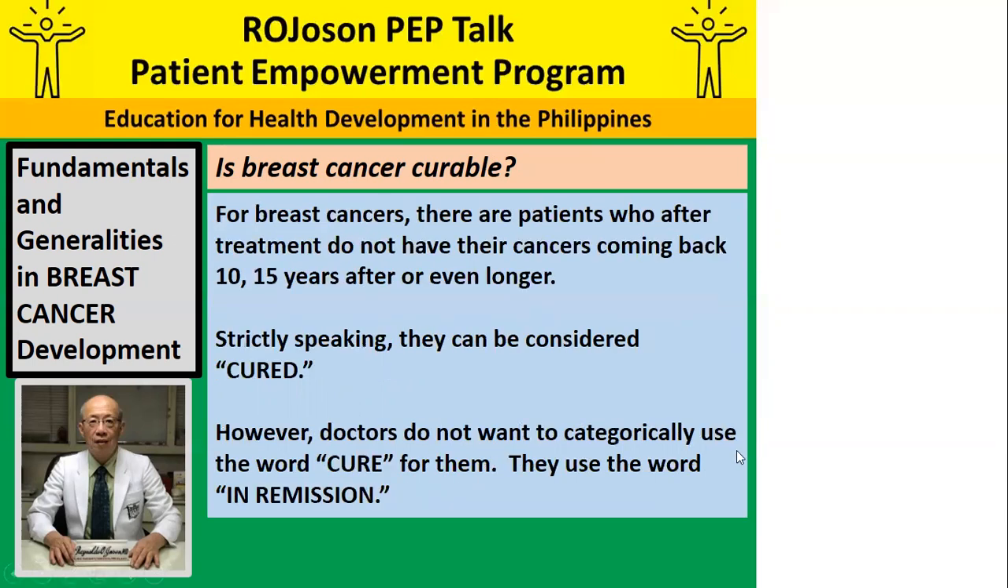For breast cancer, there are patients who, after treatment, do not have their cancers coming back for 10, 15 years, or even longer. Strictly speaking, they can be considered cured already. However, doctors do not want to categorically use the word cure for them. They use the phrase "in remission."